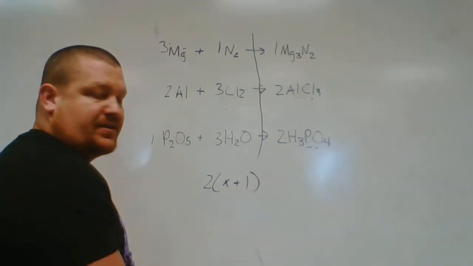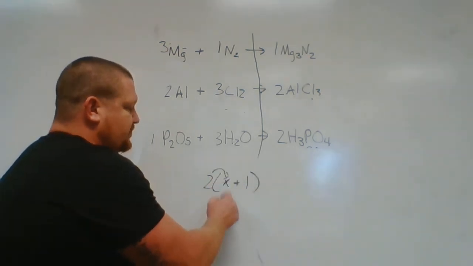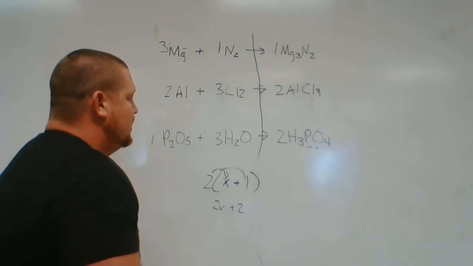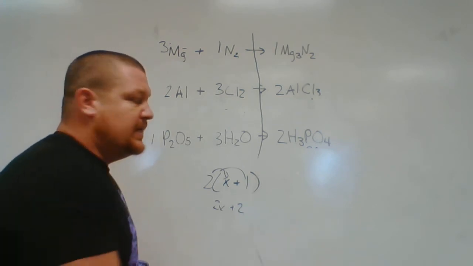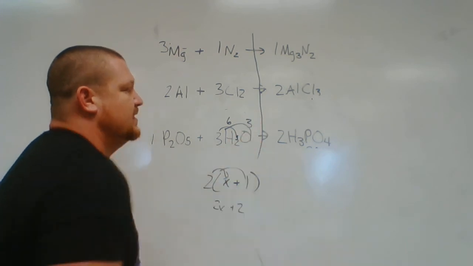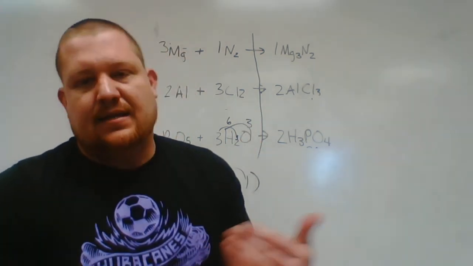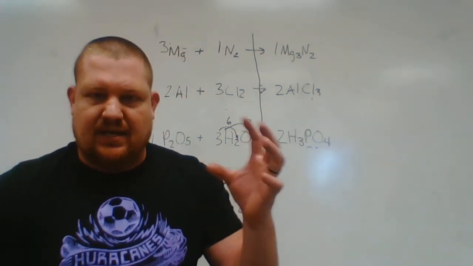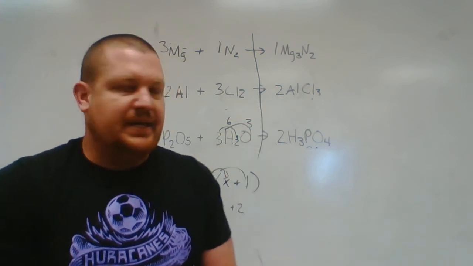So if you had this in math, you would go 2x plus 2. This is probably the most common way to do it. 3 times 2 is 6, 3 times 1 is 3. To kind of figure out your numbers quickly. Yes, that works. Yes, that's great, but I don't think it gives you that full, clear picture.